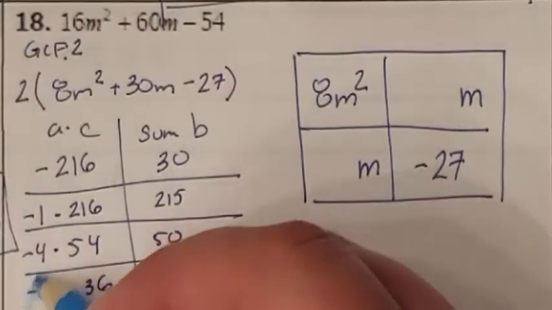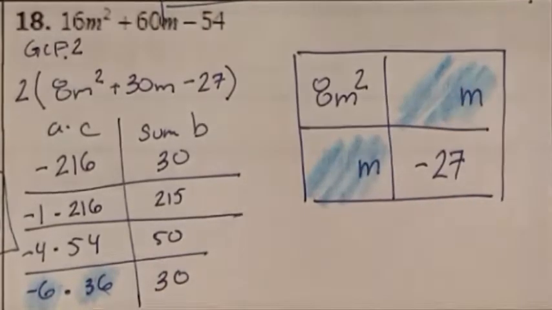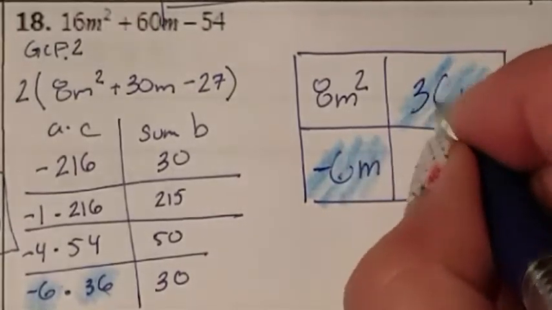I needed the negative 6 and I needed the 36. Those are the numbers that are going to go right here. So -6, -6, 36, 36.